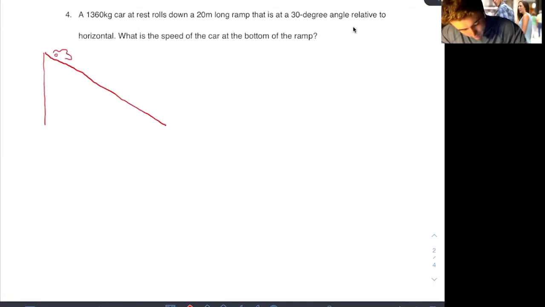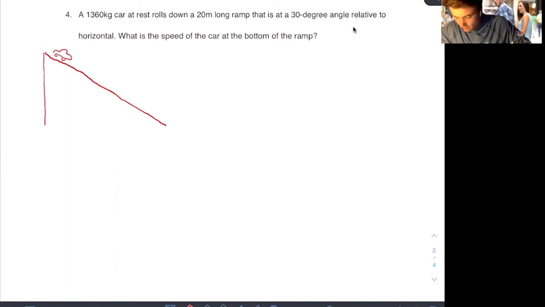All right, so number 4, a car that weighs that much at rest rolls down a 20-meter long ramp that is at a 30-degree angle relative to the horizontal. What is the speed of the car at the bottom of the ramp? Okay, so a good thing to do here is draw out your diagram. Let's draw a nice big diagram. Okay, so we got our car rolling down a ramp, okay.